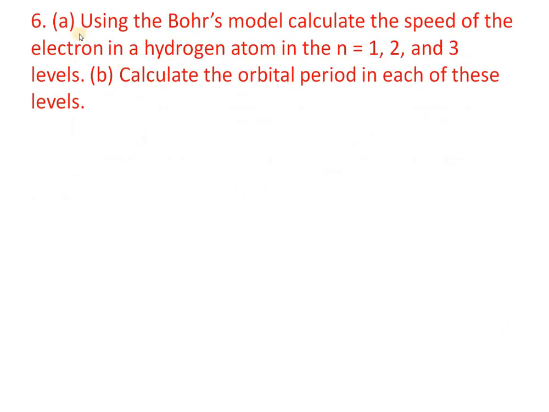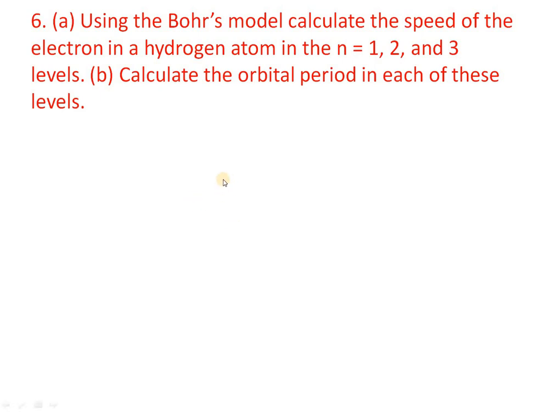Now let us move on to the next problem. Now this is the sixth problem. There are two sub-questions here. The first one is, using the Bohr model, calculate the speed of the electron in a hydrogen atom in the n = 1, 2 and 3 levels. And sub-question B is, calculate the orbital period in each of these levels.